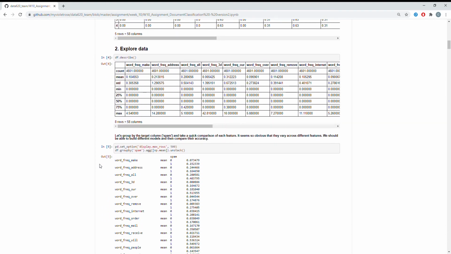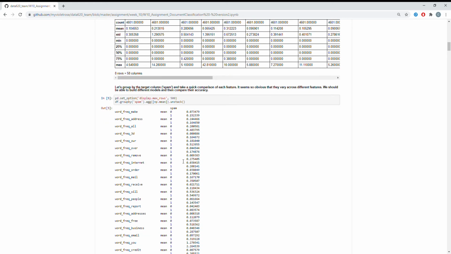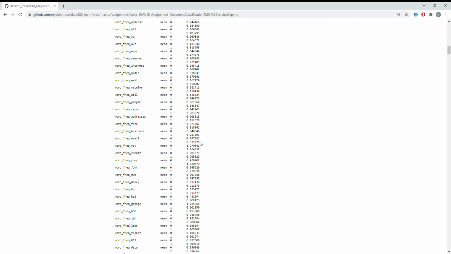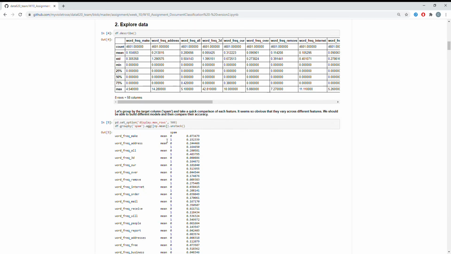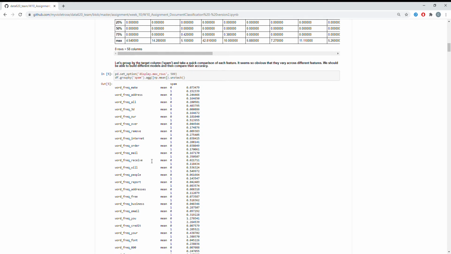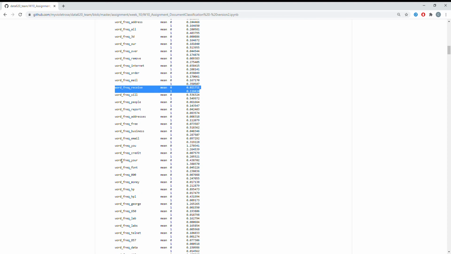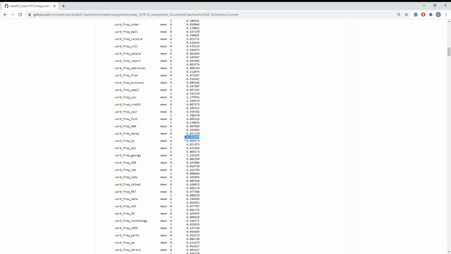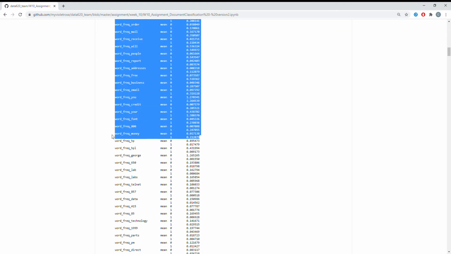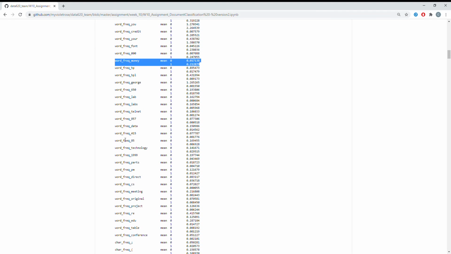Next, we look at the mean for the target variable according to each column attribute. So you can get a sense of, for example, what's a good one. Receive here. So while only 2.1% of legitimate emails have the word receive, about 11.8% of spam emails contain the word receive. Money here, you see 21% versus 1.7%. So, the word money might be indicative of spam.